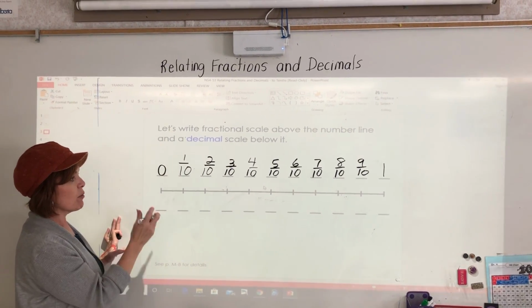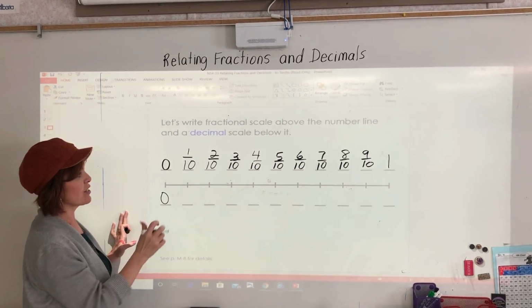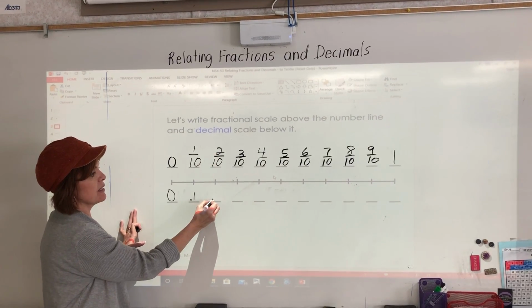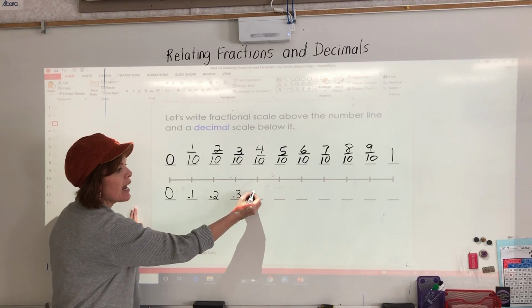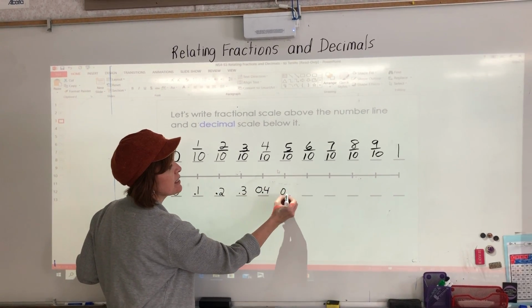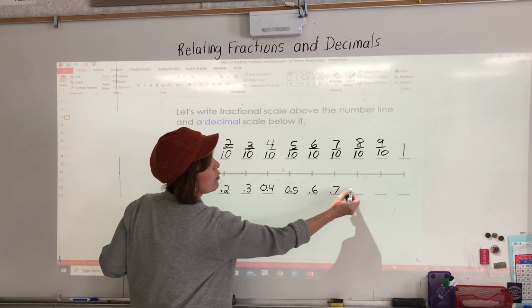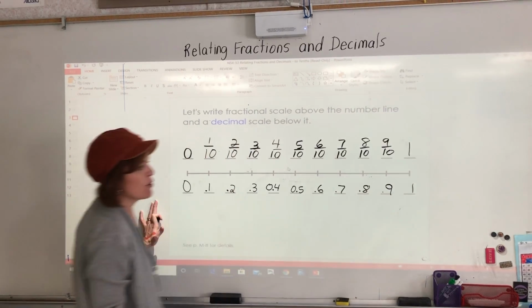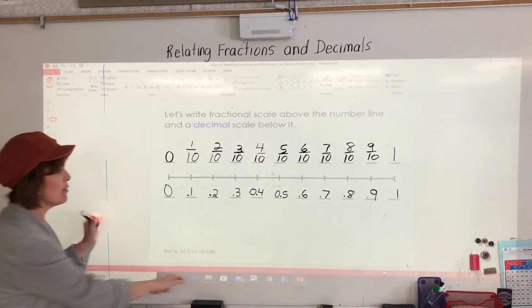And underneath, we're going to label it with the decimals that are related to the fractions. So 1/10 is decimal 1, 2/10 is decimal 2, 3/10 is decimal 3. You can add a 0 in front of the decimal and it is still the exact same number, whether you write the 0 there or not. For some of you, you're remembering doing this from last day, looking at fractions and decimals. Okay, we will move forward.